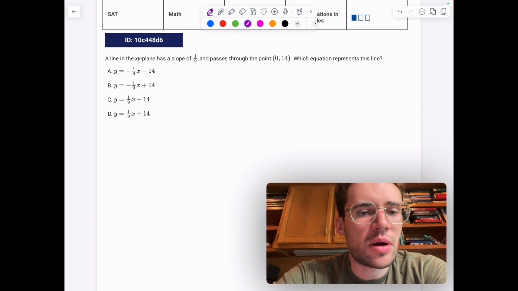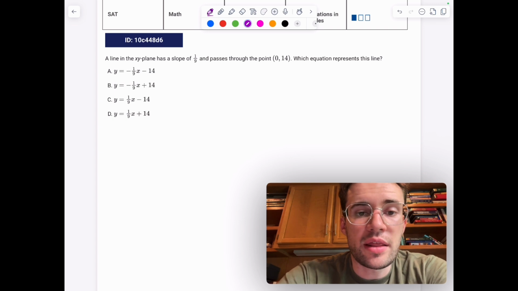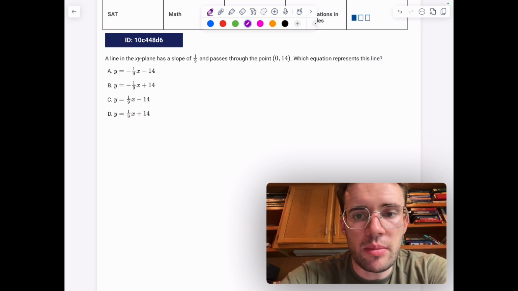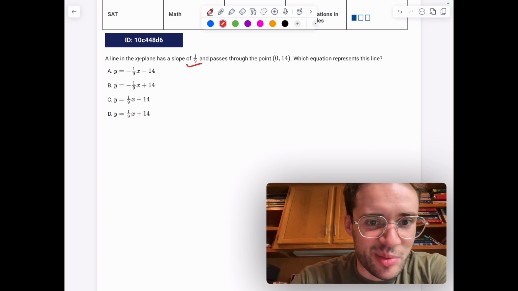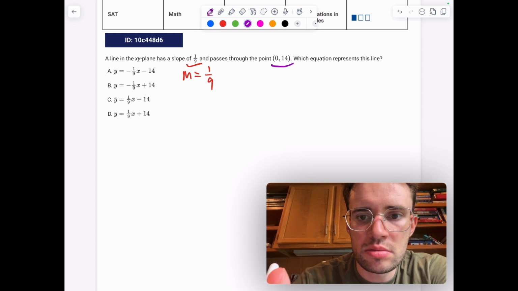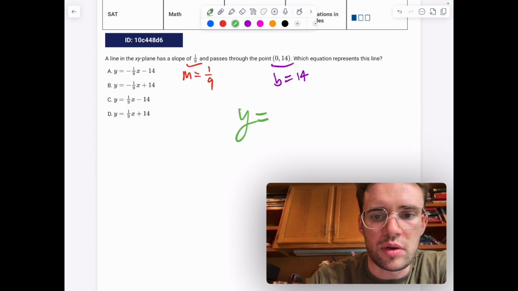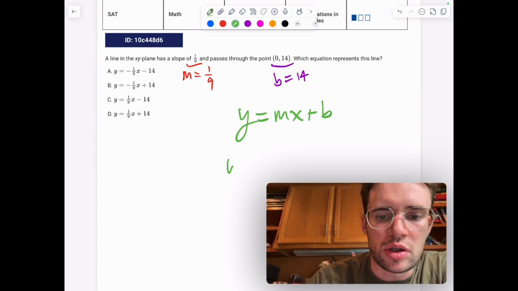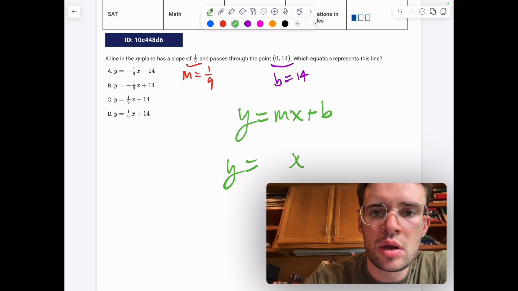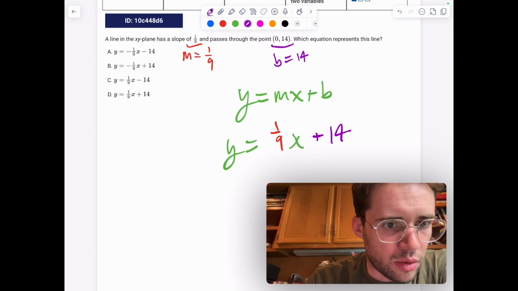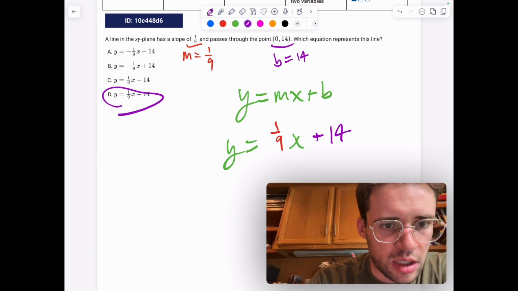A line in the xy plane has a slope of 1/9 and passes through the point 0, 14. So again, they gave us the slope and they gave us the y-intercept, which is 14. When x is 0, y is 14. Which equation represents this? So if we put it in slope-intercept form, you would do y equals 1/9, our slope, times x, plus our y-intercept, so plus 14. We want y equals 1/9 x plus 14, that's option D.